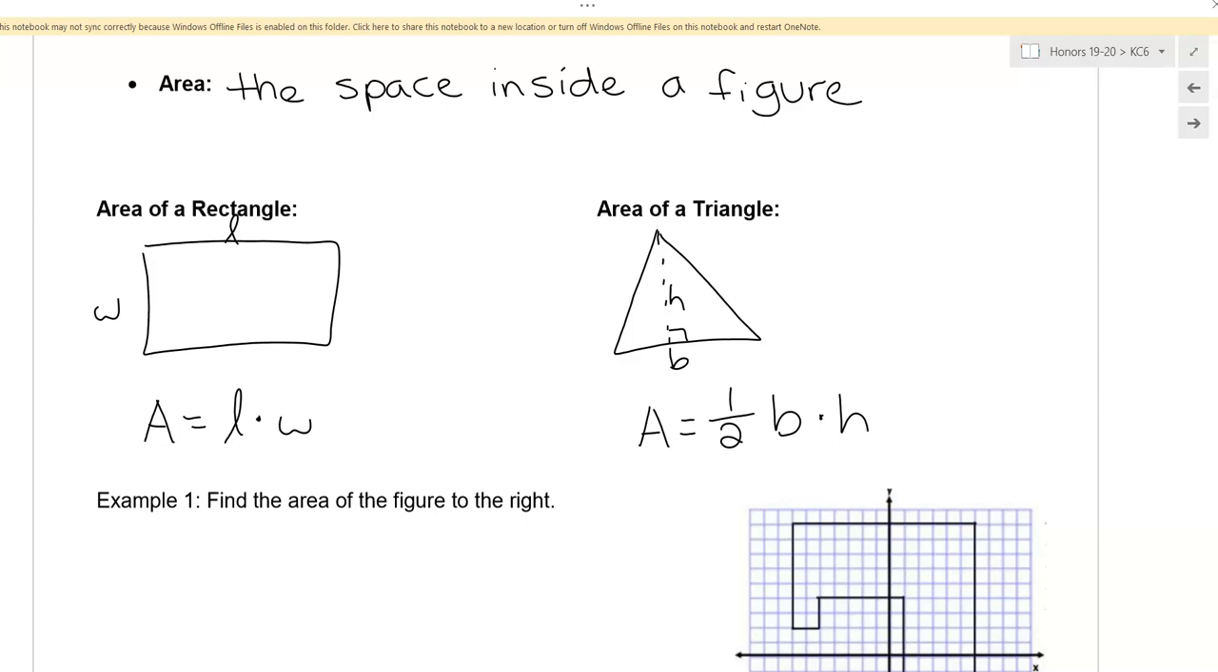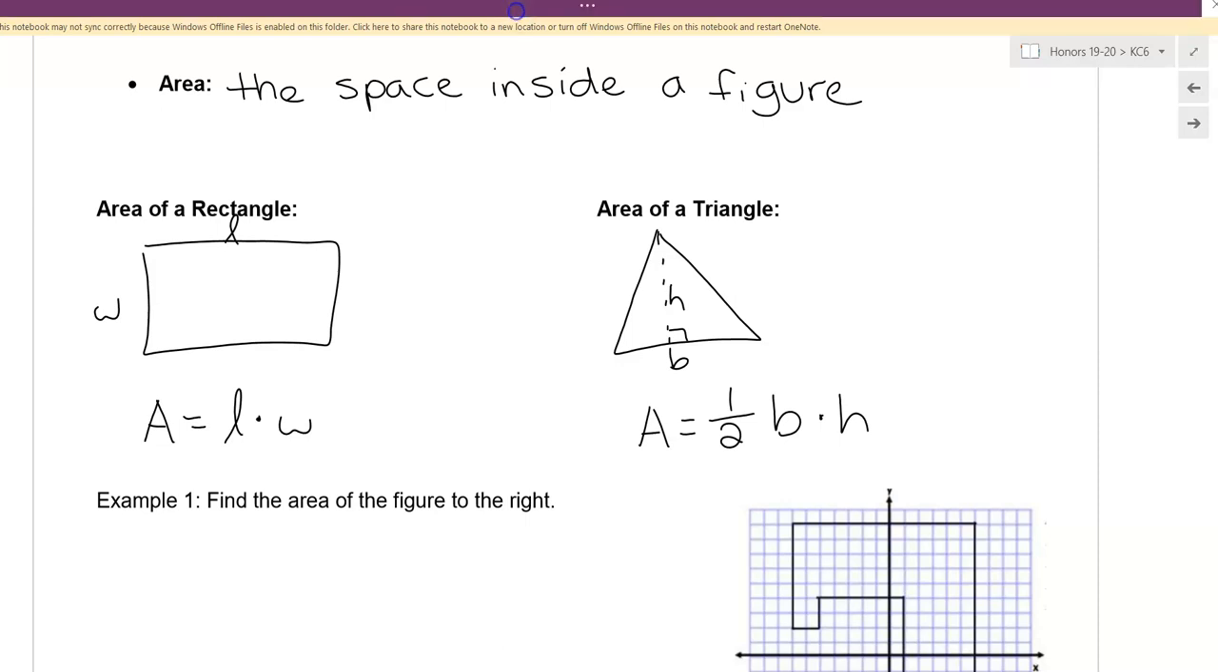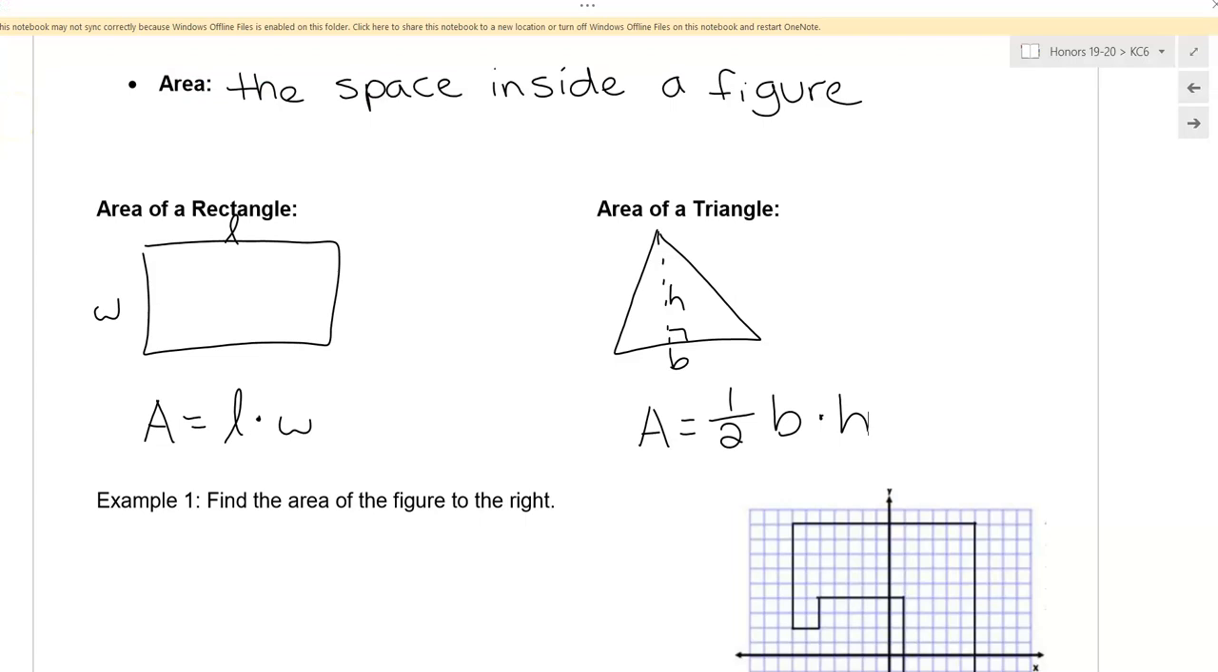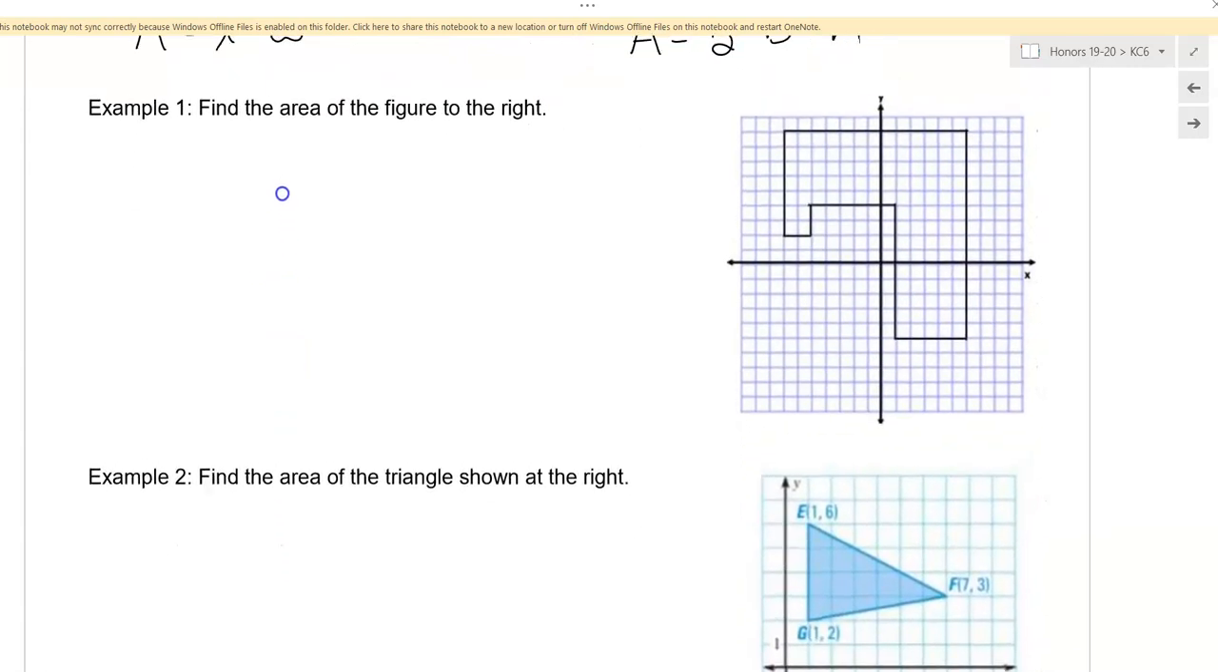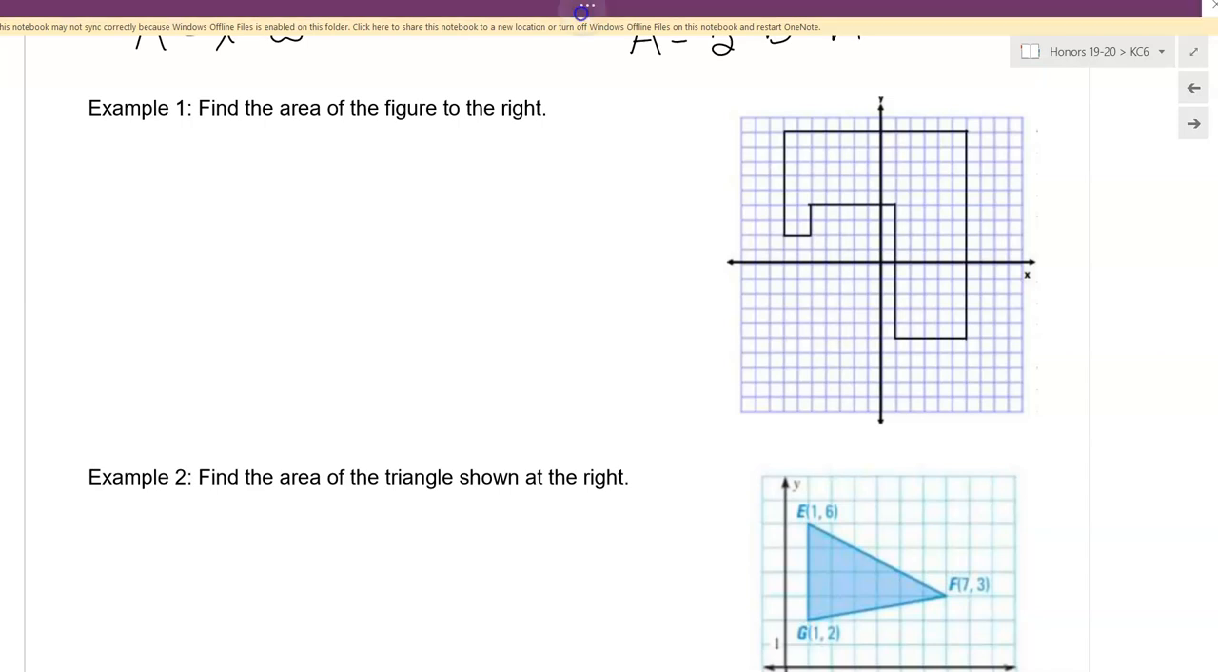We've seen these formulas before. These are not new to you. Yes, they will have to be memorized, but we used them in first semester, so it shouldn't be too difficult. All right, looking at example 1, find the area of the figure to the right. So this isn't a rectangle and this isn't a triangle, but we can split it into these things.